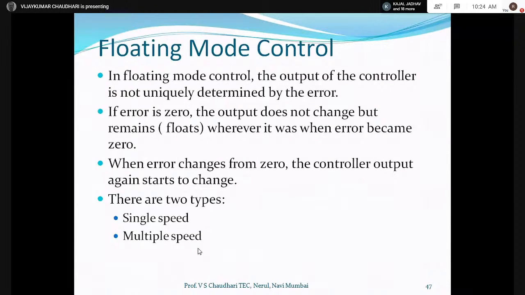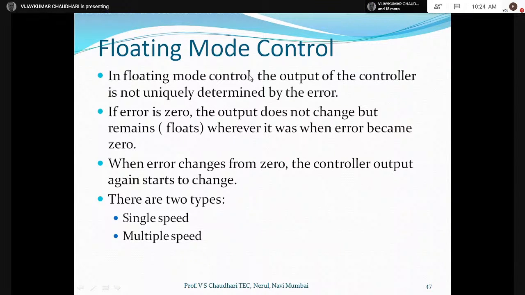Okay? So we can decide for what value of error, what should be the rate of change of controller output. If you want fast action, we can choose the higher rate, the higher speed. So we can have different speeds for different steps or different errors. Okay, let's see what is single speed and multiple speed in floating mode.